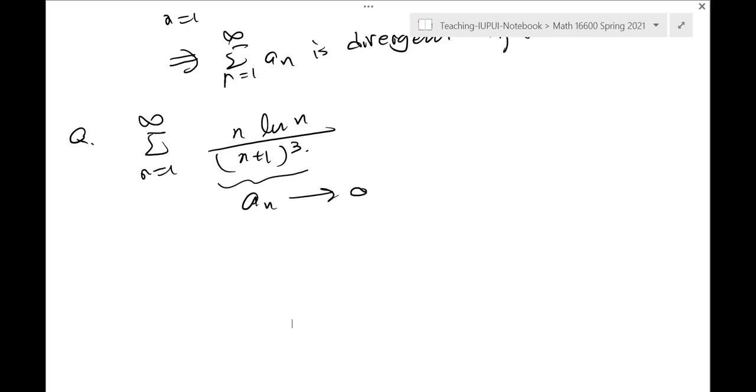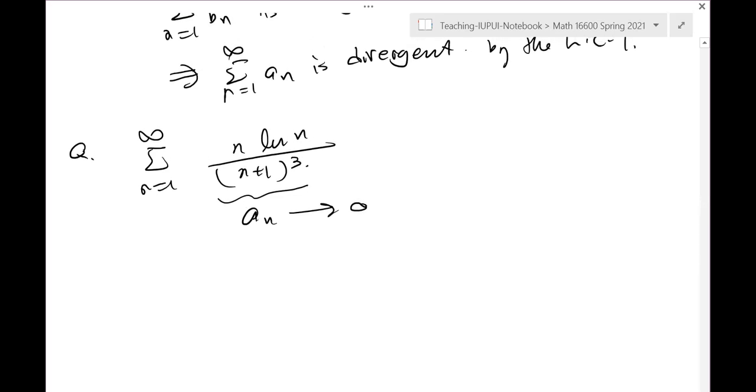All right, I hope you figured it out. I guess this is convergent. How do I know that? Well, natural log n compared to n can be ignored. But right now, it looks like n over n cubed. Then it'll be simplified to 1 over n squared. So that the corresponding series is convergent.